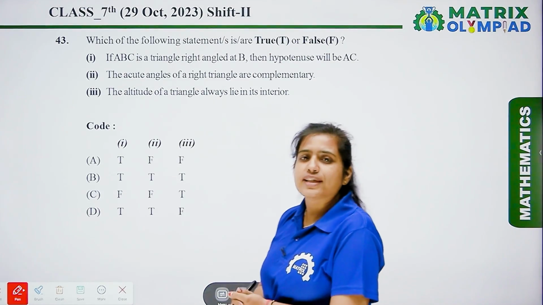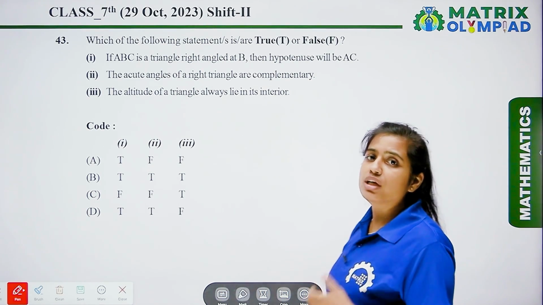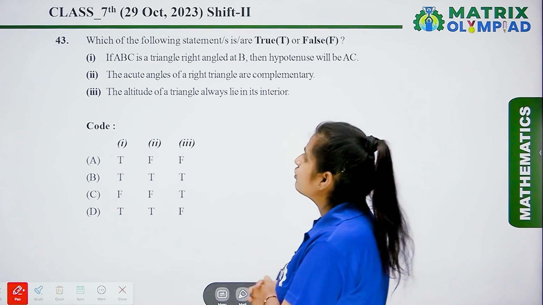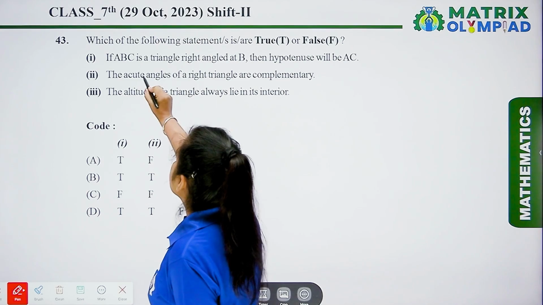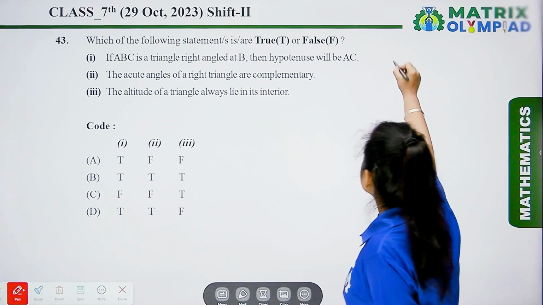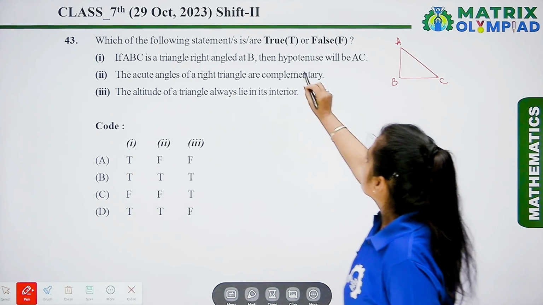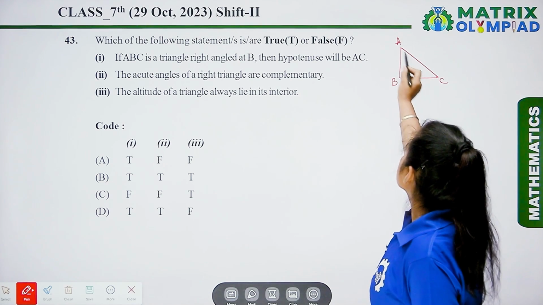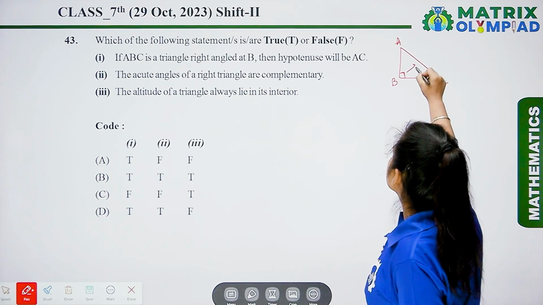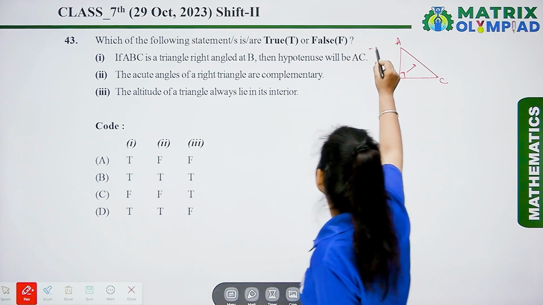The next question is question number 43. Again in this question we have to find out which statement is true and which statement is false. Now the first statement is if ABC is a triangle, right angle at B. This is A, B, C. Then hypotenuse will be AC. Yes, the hypotenuse is AC because it is just opposite to the 90 degree angle. So here the first statement is true.